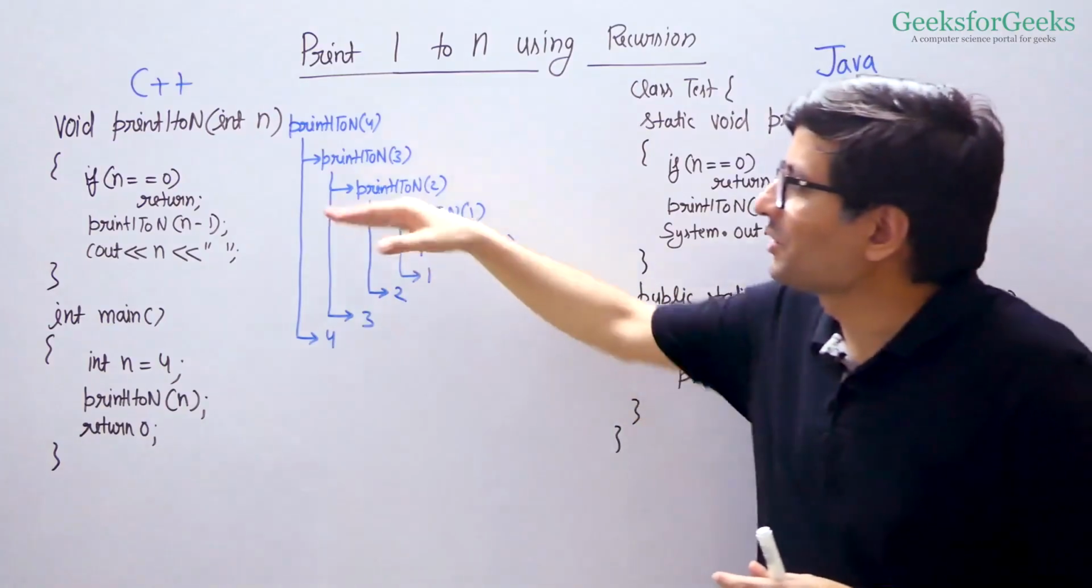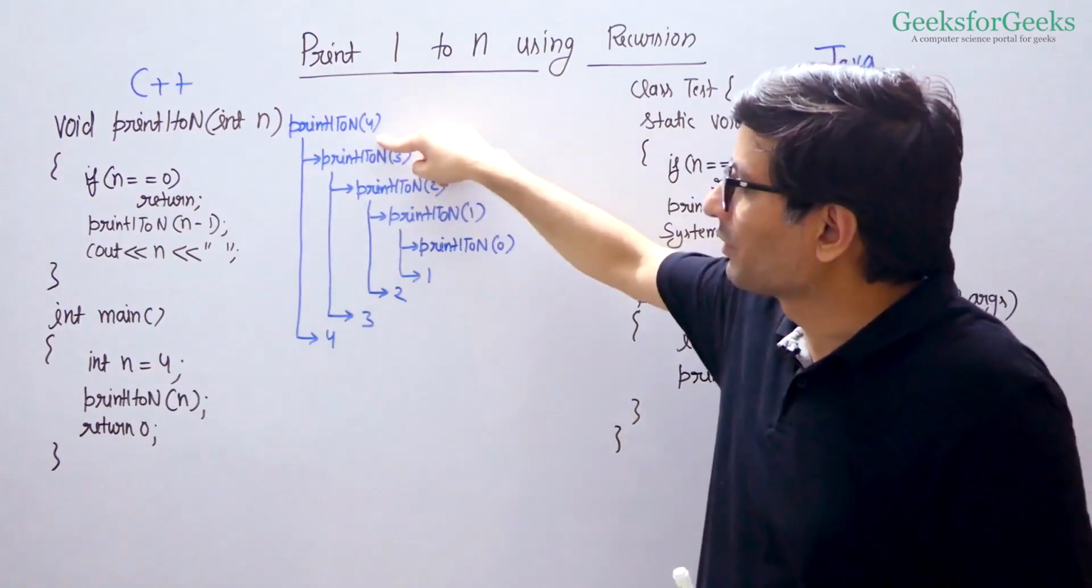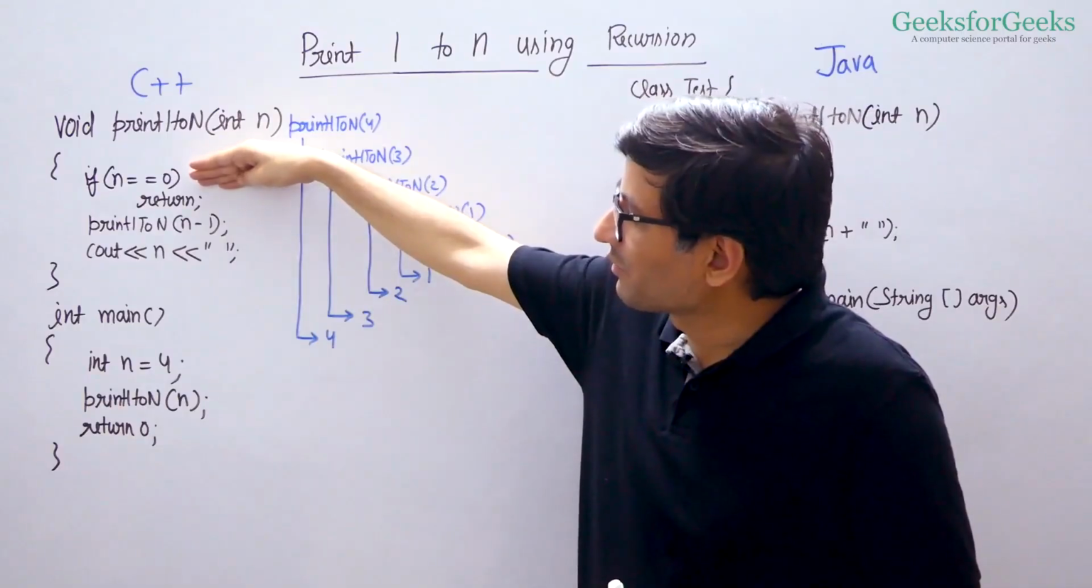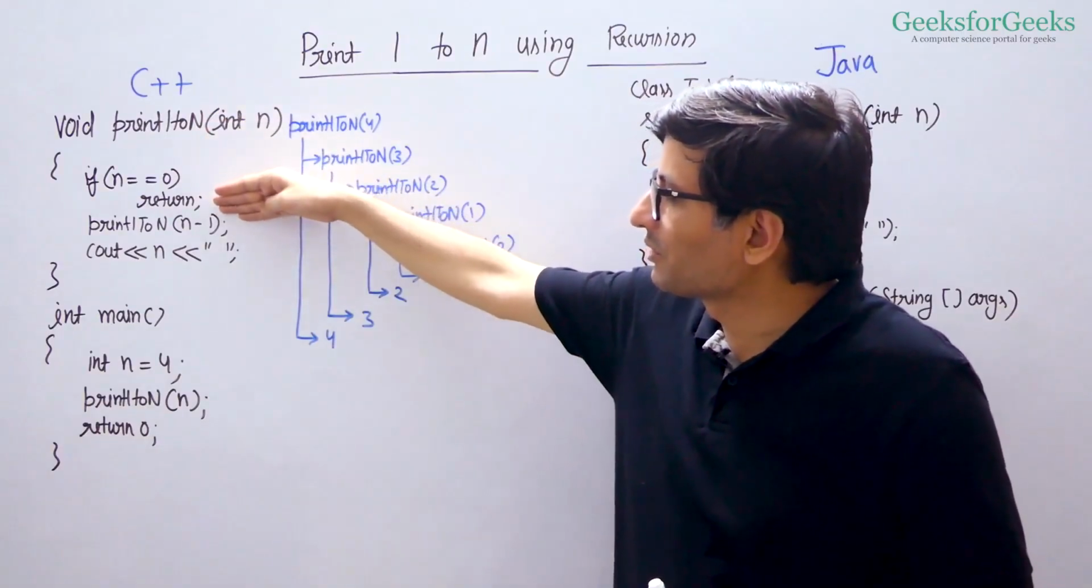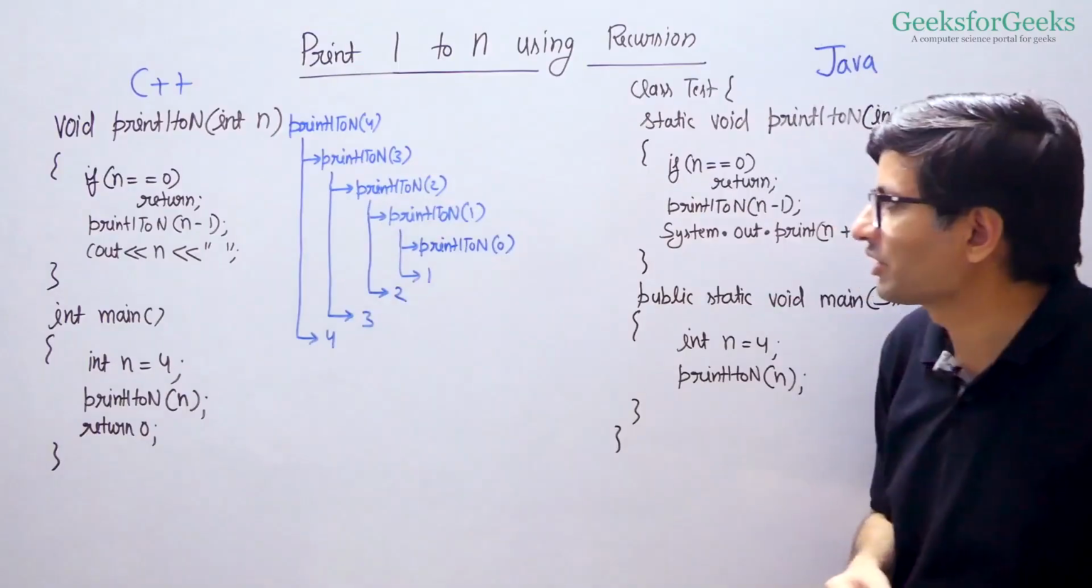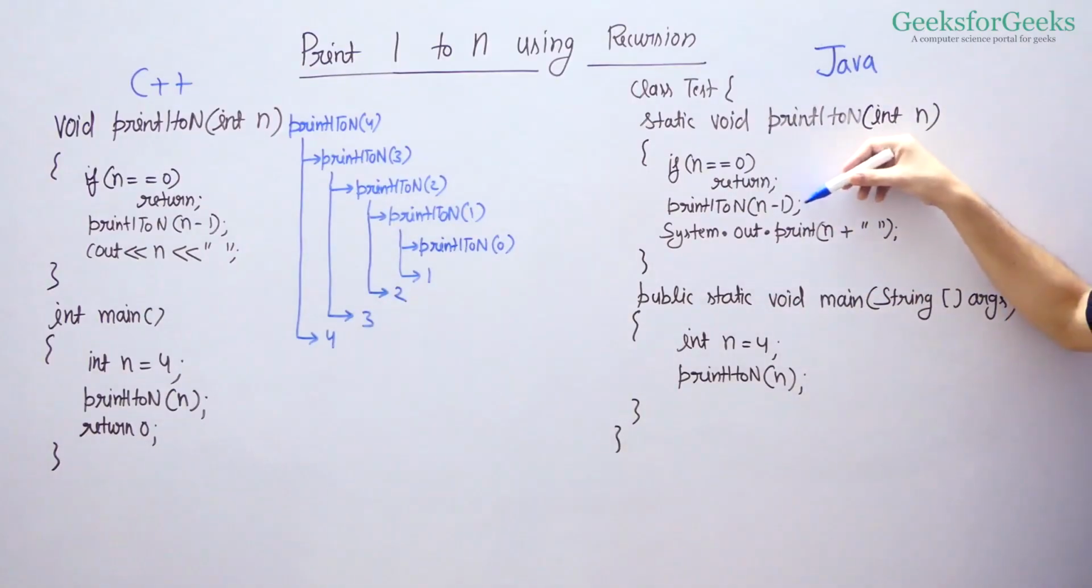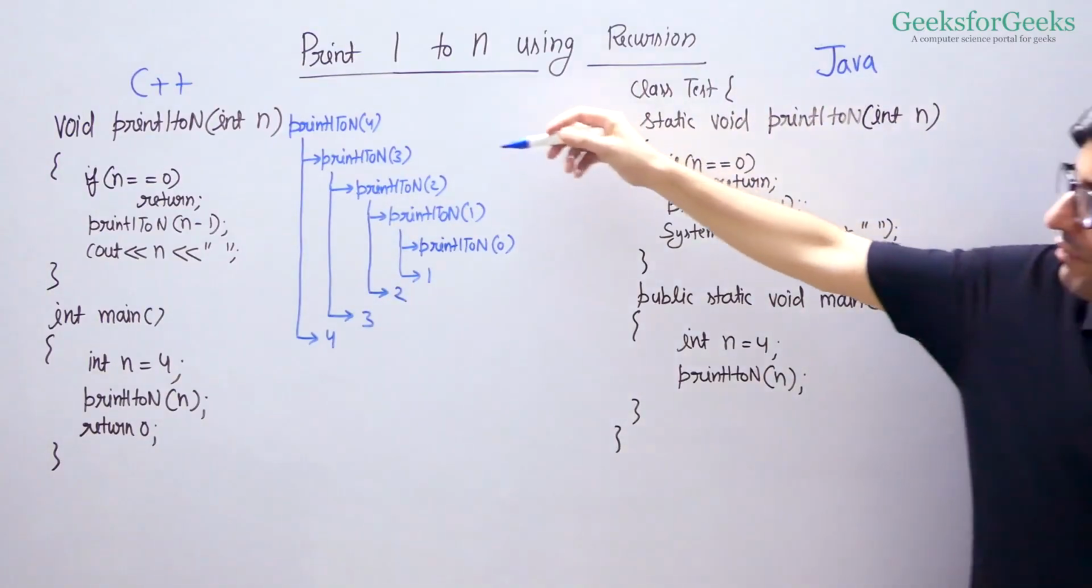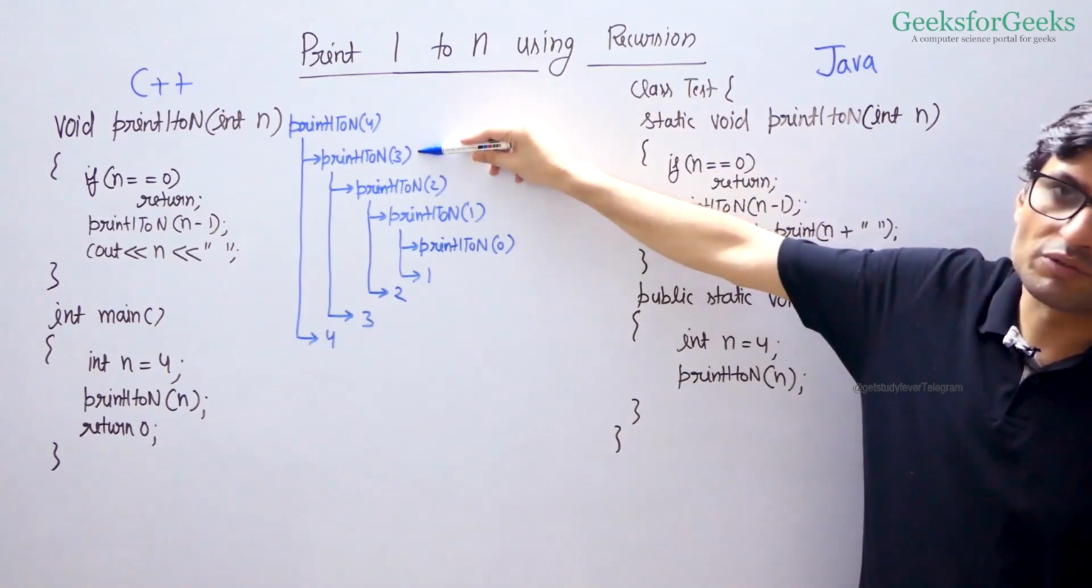And how does this execute for 4? We call for 4. 4 starts its execution from here. It's not 0, so it comes to this point. Then it calls for 3, right? After coming here, it calls for 3. And it waits for 3's execution to finish.